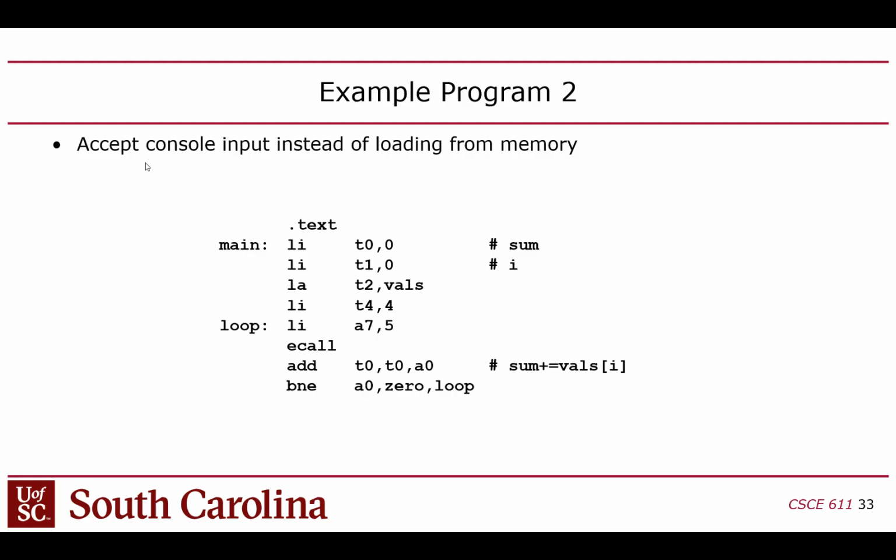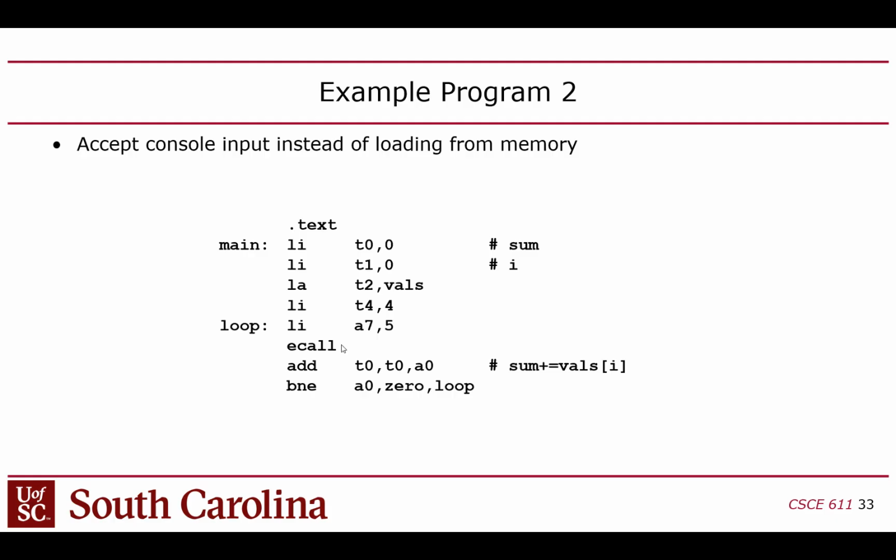You stick that into A7. Notice that down here, I load immediate 5 into A7. A7 is the designator for the system call. System call 5 is, I think, read integer. And then you just use the eCall instruction. In MIPS it was syscall, and in RISC-V they changed it to eCall for some reason.